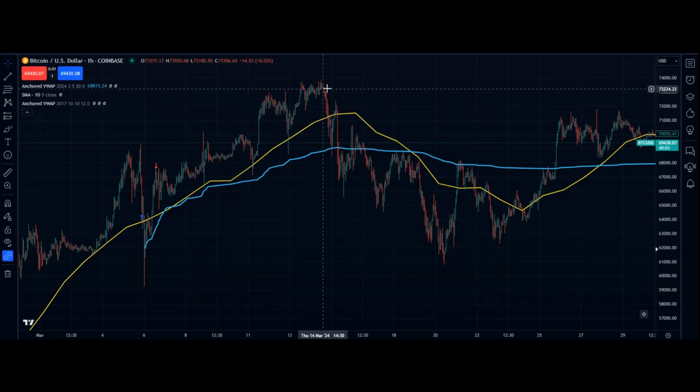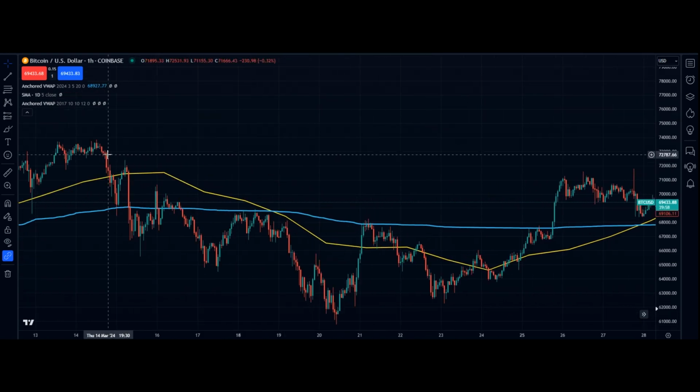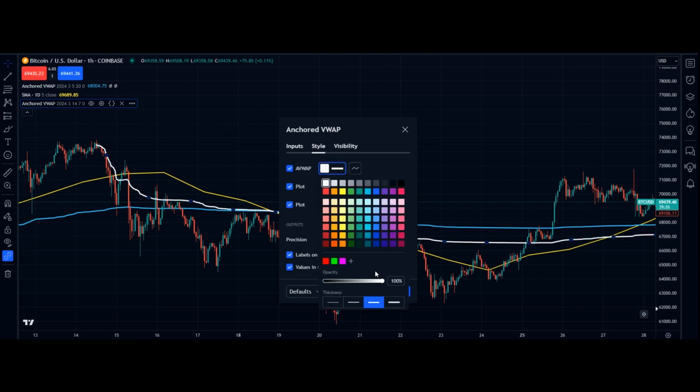So if we add the top, this was the recent peak, and this was around the 14th of March. So we will change this to the 14th of March, and around the peak. Yeah, this is from the peak bar itself. So this is picking from the peak bar itself. Let's change the style to white.